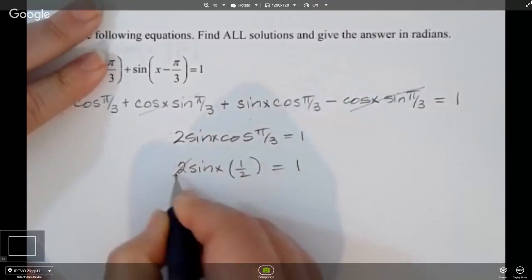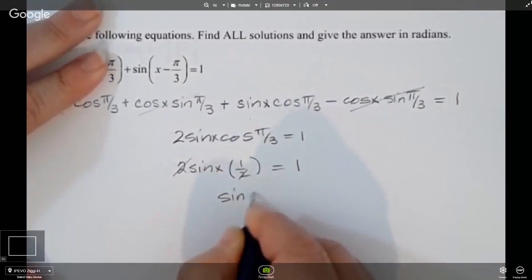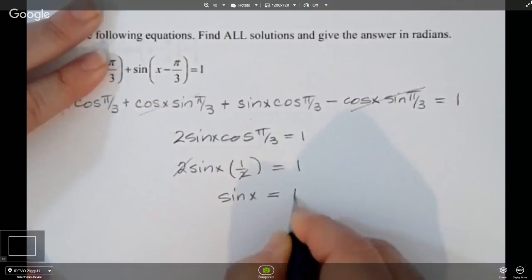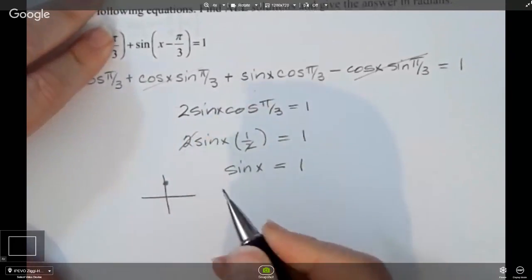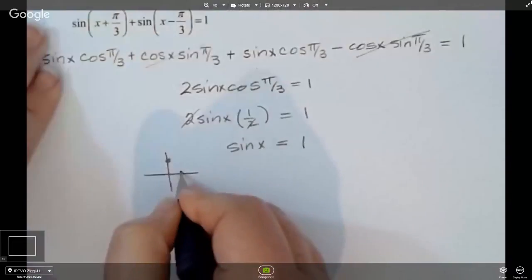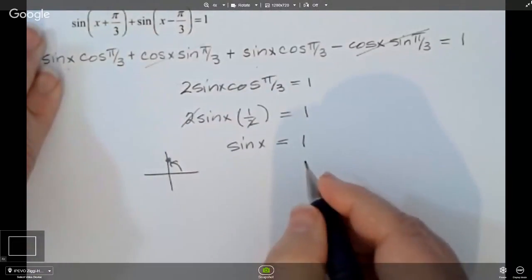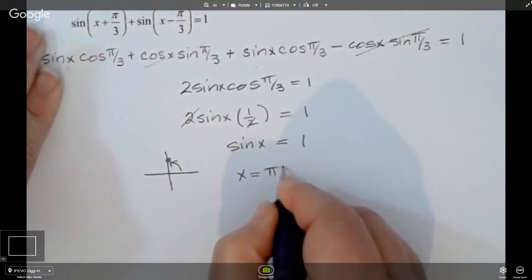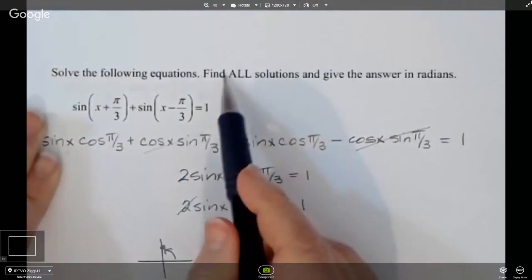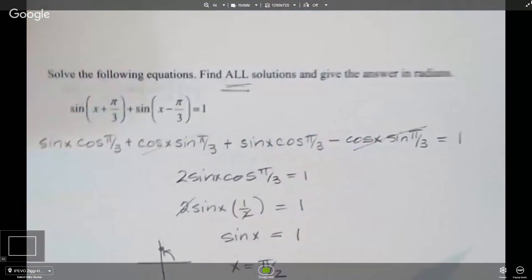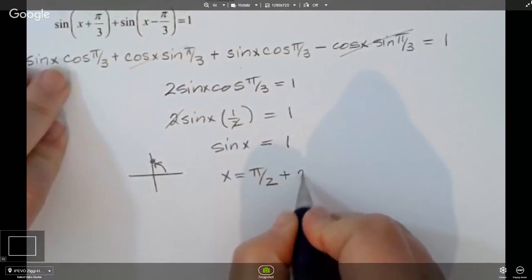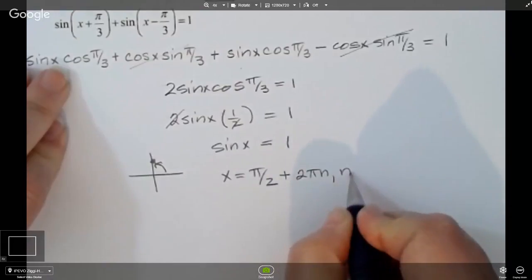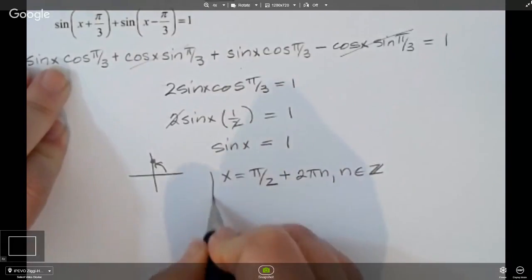All right, so these twos cancel, and I get the sine of x is equal to 1. Well, where's the sine positive 1? Well, it's up here on the quadrantal angle. So my solution is going to be x equals pi over 2. But if I want all the solutions, that means infinitely many of them, I can say the solution is x equals pi over 2 plus 2 pi n, n an element of the integer set.